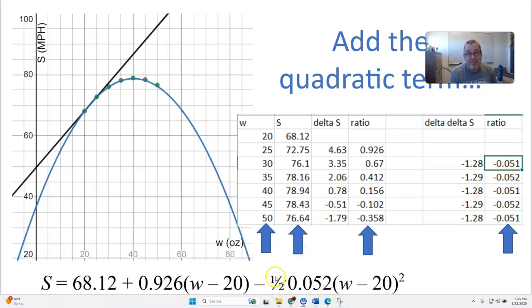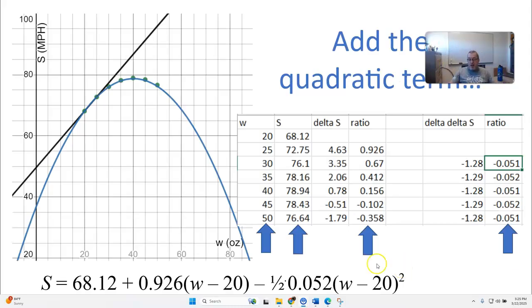But I need half of it times, again, referencing W minus 20 squared. So there's my squared term. There's my quadratic term. So linear term, add the quadratic term, half that common second difference, and then W minus 20 is my reference squared.